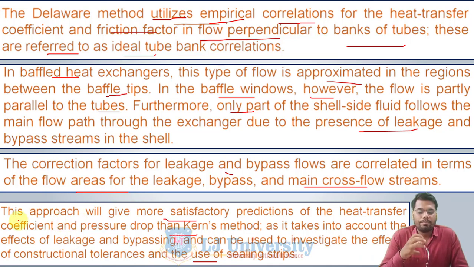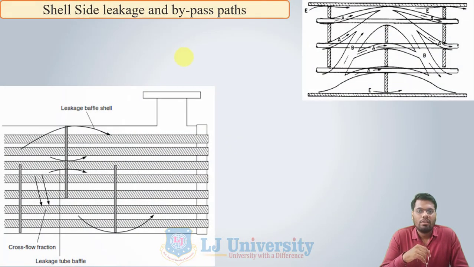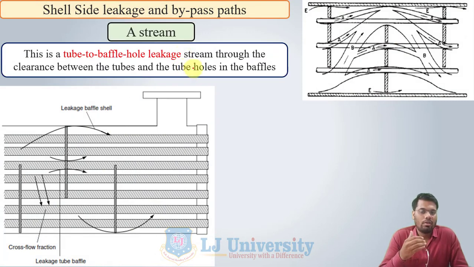So in this method, what Bell does is that we first find the heat transfer coefficient based on the ideal tube bank, by assuming there is no leakage or bypassing. After getting the heat transfer coefficient for the ideal tube bank, we multiply by the correction factors which are generated due to the leakages and bypasses or the main cross flow streams. By that we get the heat transfer coefficient for the shell side, which is more accurate as compared to Kern's method. Let's understand the different kinds of leakage or bypass paths. First, the A stream.